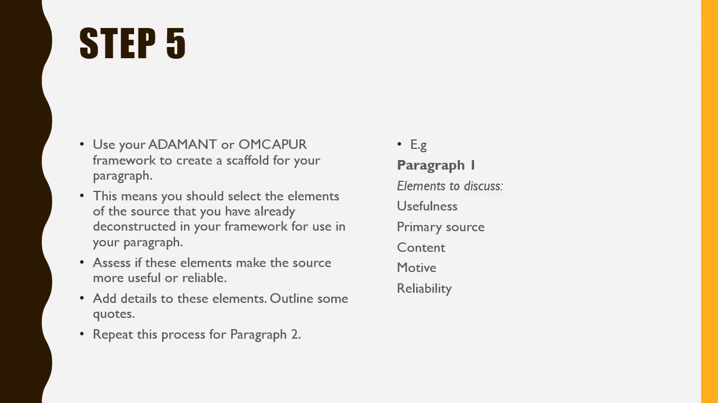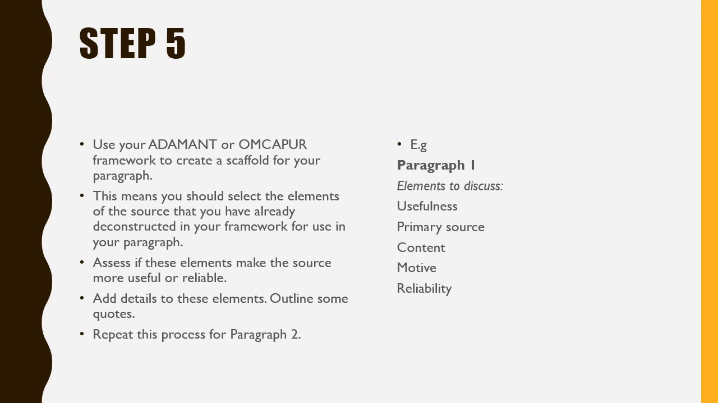Okay, moving on. Step 5, use your Adamant or OMCAPUR framework to create a scaffold for your paragraph. So once you create the scaffold, it's going to help you write your extended response. This means you should select the elements of the source that you have already deconstructed in your framework for use in your paragraph. So things like, if I use Adamant, I know who the author is, I know if it's a primary or secondary source, the date, the message, and the nature and the type. So I use all that information to write down details under paragraph 1 to know what I'll be discussing.